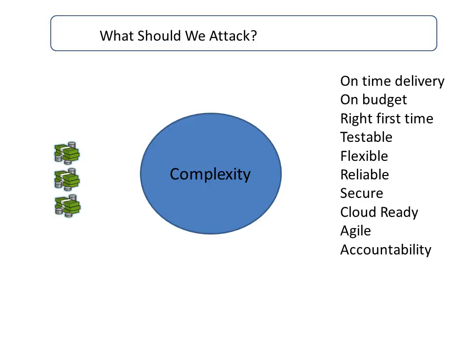There are three areas we can try to attack to solve the problem of delivering these attributes that the business cares about. We could be trying to do something about the cost of the project. We could be trying to do something about the complexity of the project. Or we could try to do something on a line item by line item basis, which we've already shown is not going to work. So that leaves us cost and complexity.